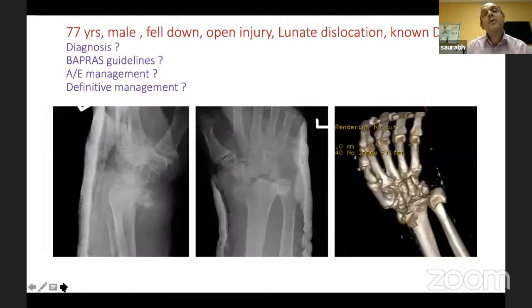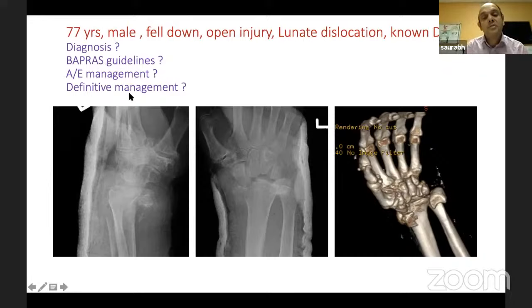So let's look at an example of a lunate dislocation. Again, for those of you who are taking exams, you can be shown X-rays like these. This patient was referred to me by my knee colleague. He was 77, he fell down, open dislocation, and he's a known diabetic in terms of his relevant past medical history. So important will be your A&E management, especially doctors in UK, your BOA, BAPRAS guidelines, A&E management, and then your definitive management.